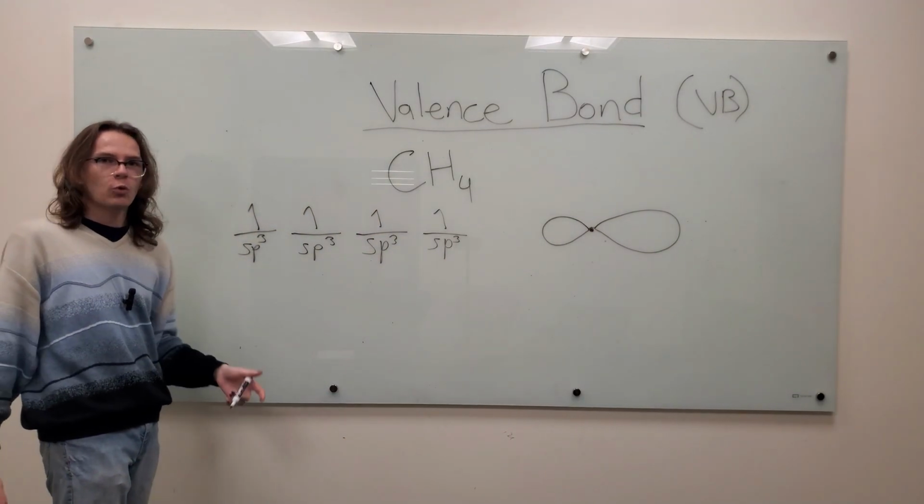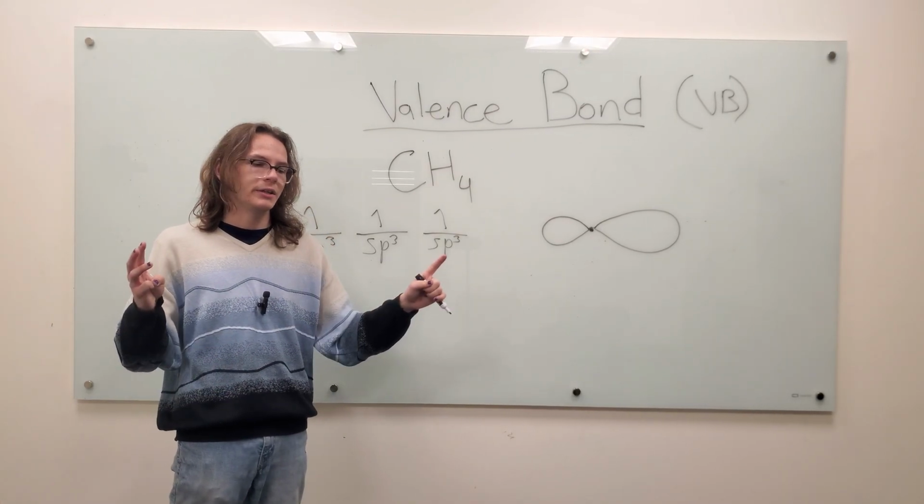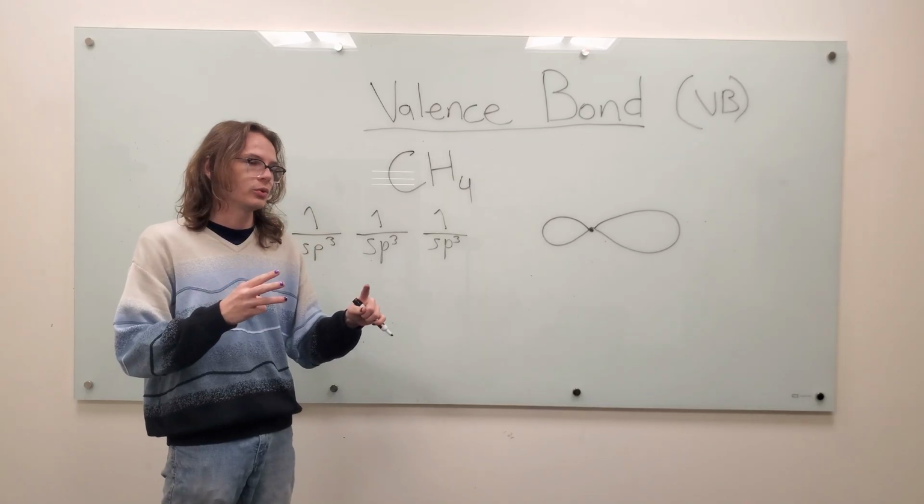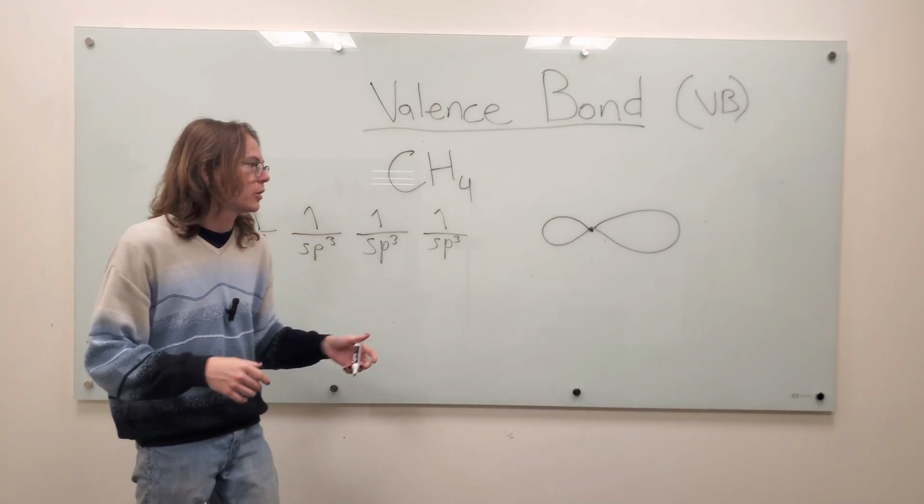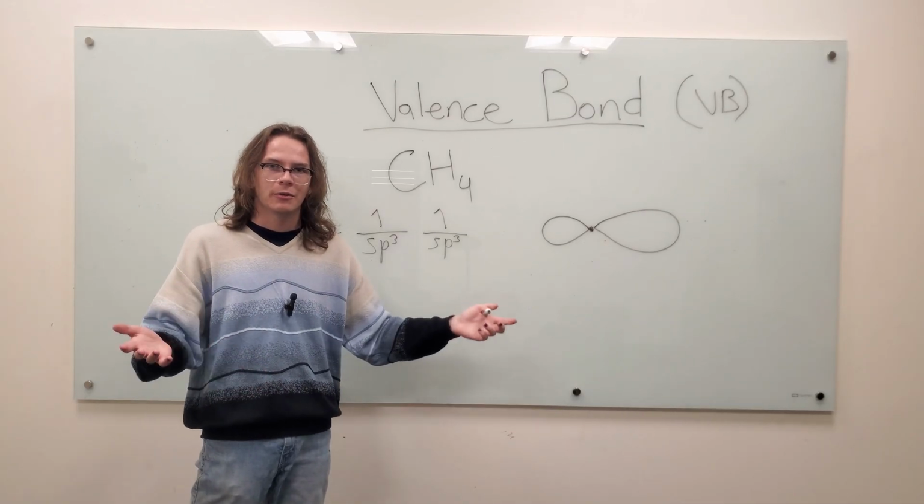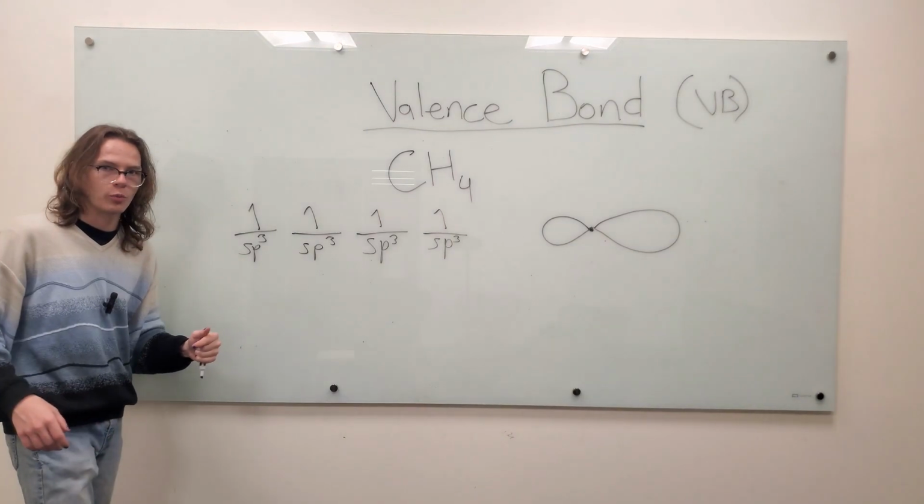And so, of course, carbon has four because you take one s orbital and three p orbitals. With the combination of atomic orbitals, you will always get the same number of orbitals that you put in. So you start off with one s and three p, four orbitals total. You will get out four sp3 orbitals total.